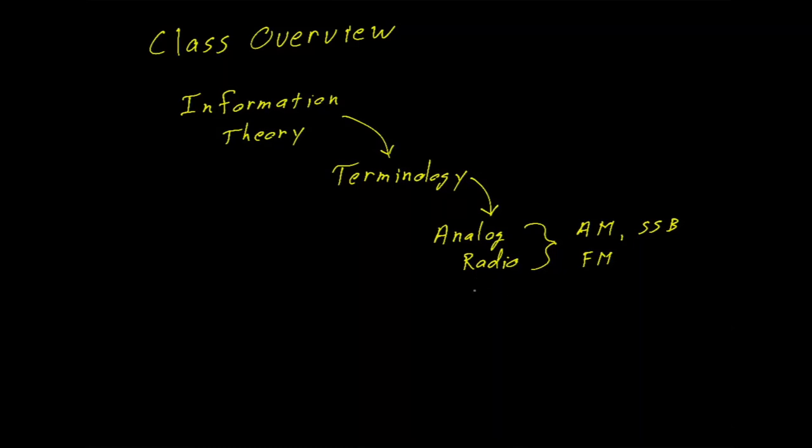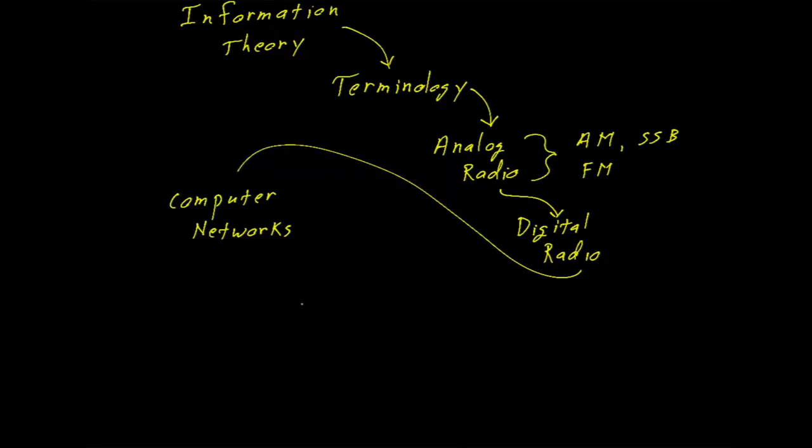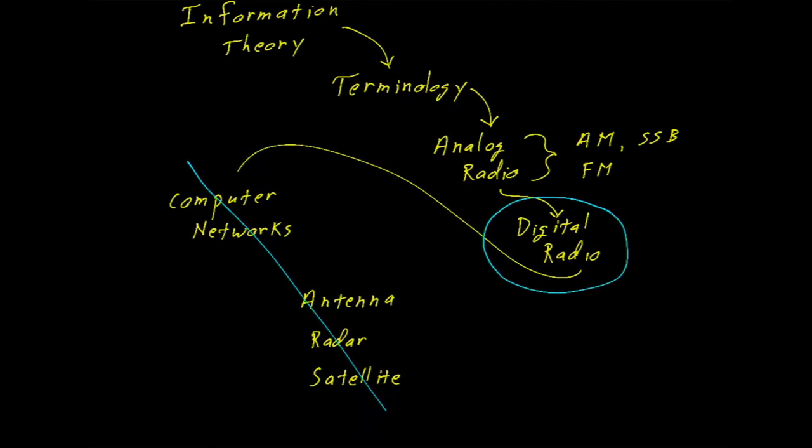The topic that we're transitioning to is digital radio. Once that's done, we'll move over to computer networks. Then we'll move on to some of the fun things, such as antenna and radar, and finally satellites. Of course, before we get to these topics, we have to have a better understanding of digital radio. Let's start our review by taking a look at the topics that are most likely on your note card.